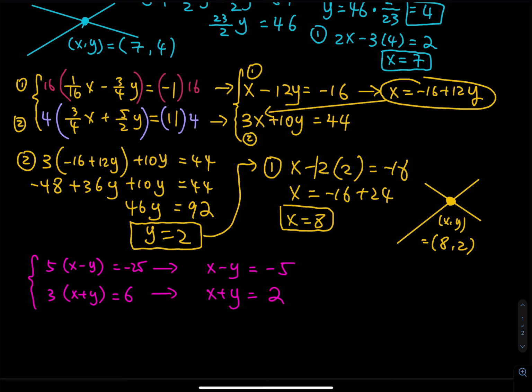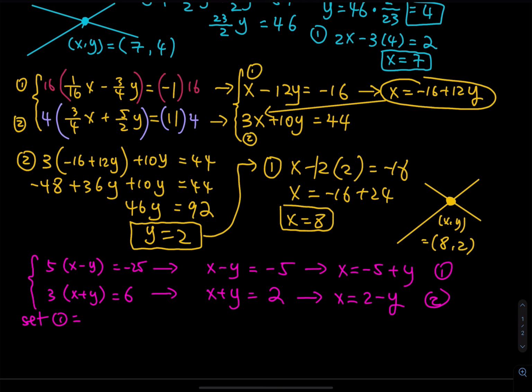And then you rewrite one of them. Actually, you don't have to rewrite just one of them. We rewrite both. x equals negative 5 plus y. And then this one is x equals 2 minus y. So this is number 1, this is number 2. We set number 1 equal to number 2 because they both start with an x. Negative 5 plus y equals 2 minus y.